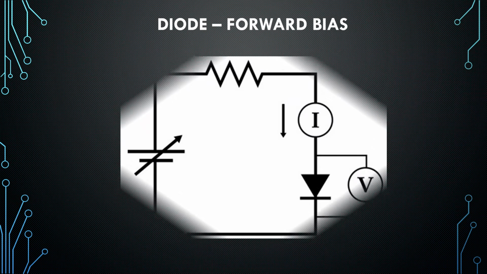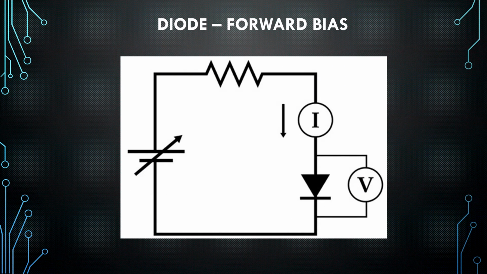Here we see the diode in a simple circuit in the forward bias condition. If we hook up this diode in a simple circuit such as this with a variable voltage source and a current limiting resistor, we can measure the current I through the diode when a given voltage V is applied across it.